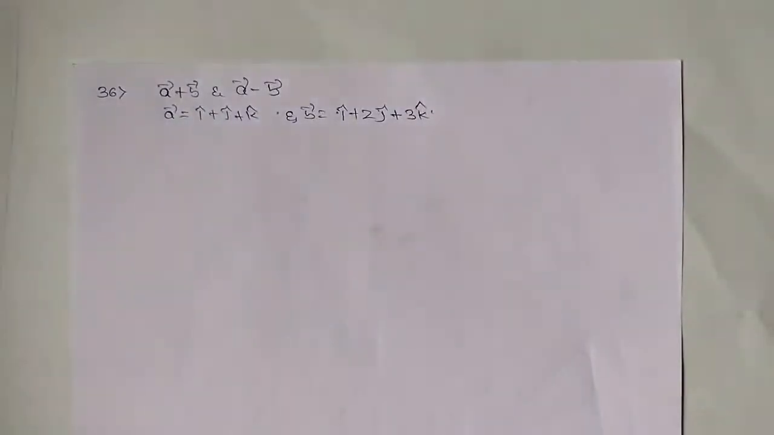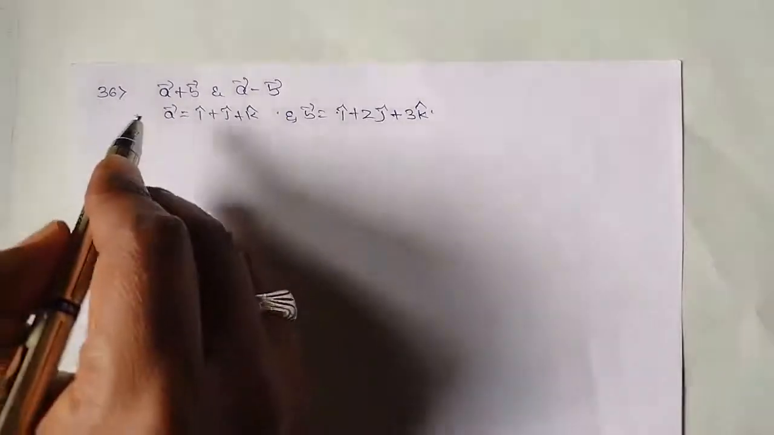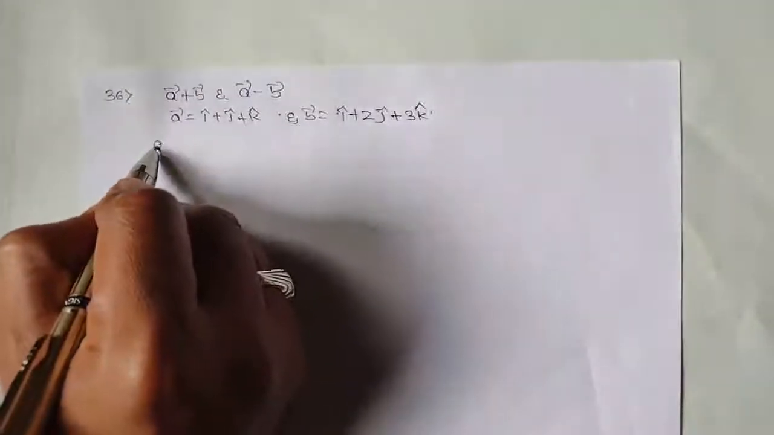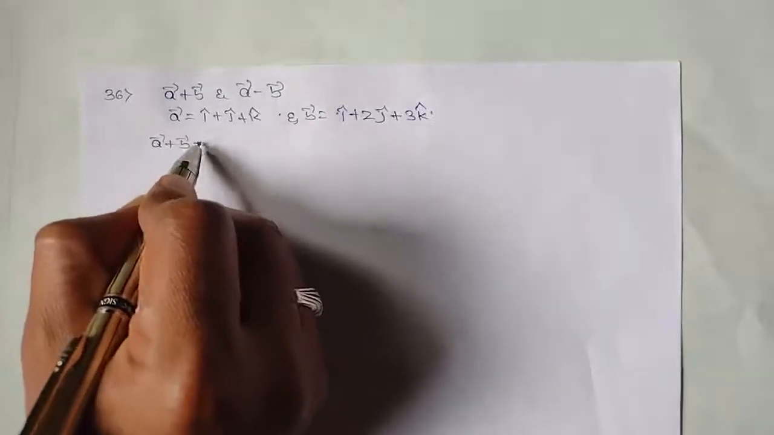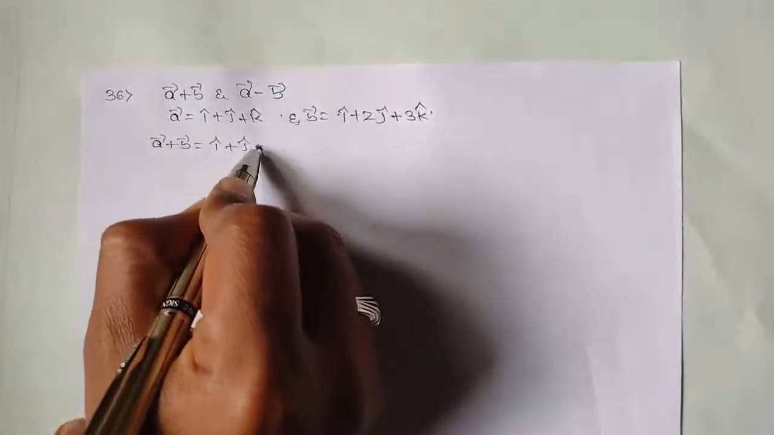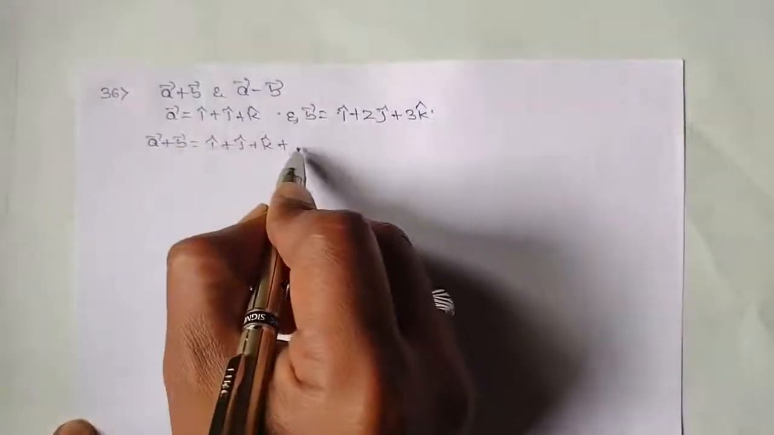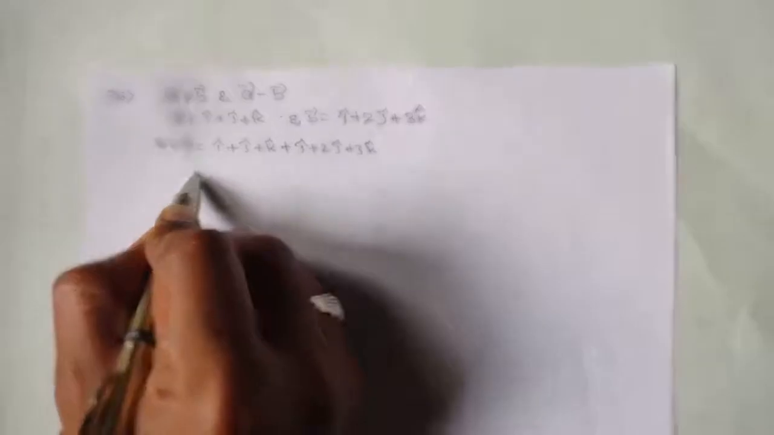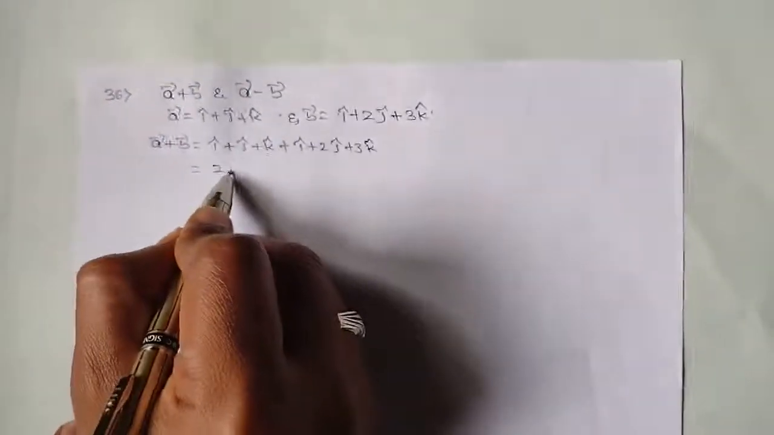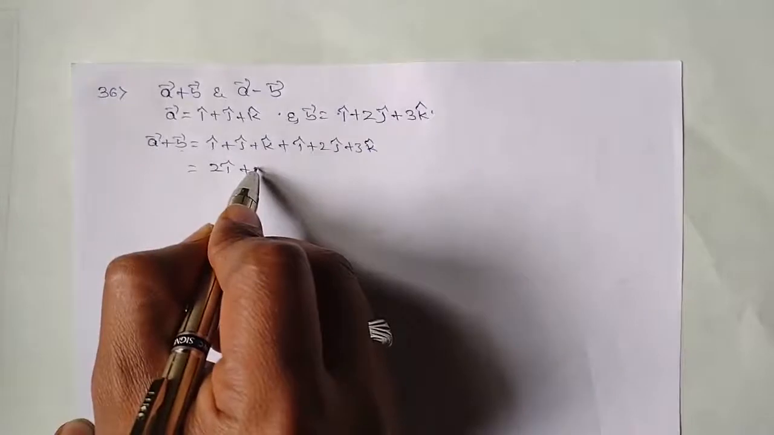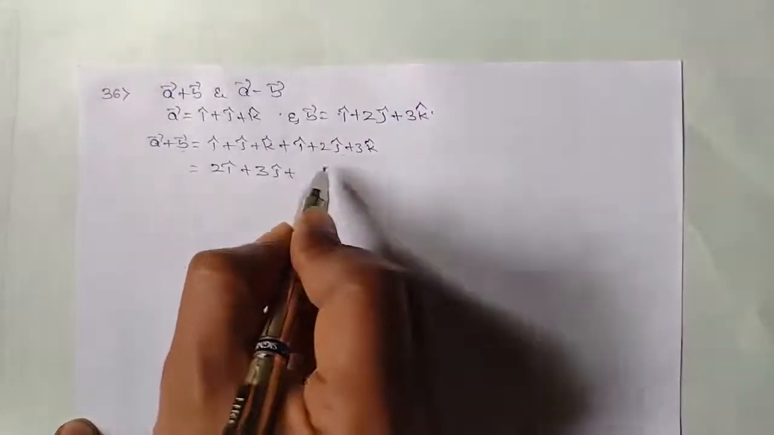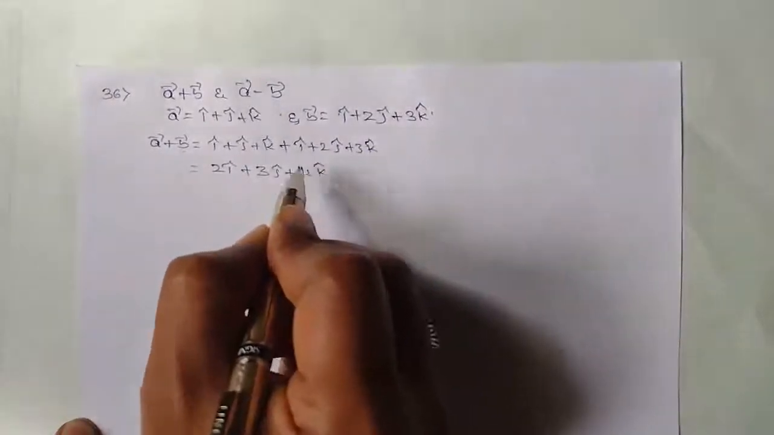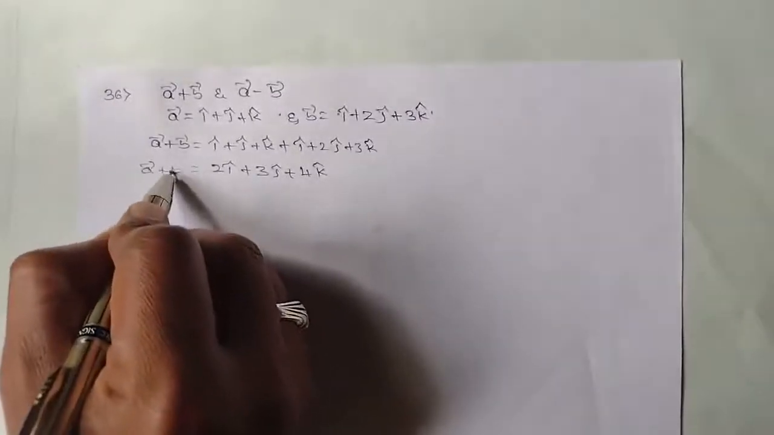So first here we have to find out the sum of two vectors and the difference of two vectors. Understood? First we have to find a vector plus b vector. a vector plus b vector is equal to i cap plus j cap plus k cap, plus b vector, which is again i cap plus 2j cap plus 3k cap. Here i cap plus i cap means 2i cap, plus j cap plus 2j cap means 3j cap, plus 4k cap. This is the required a plus b vector.